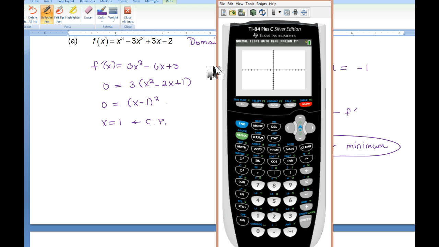It goes up after that. You know that can't be a maximum. You're finding a local maximum. So I don't add it to it.